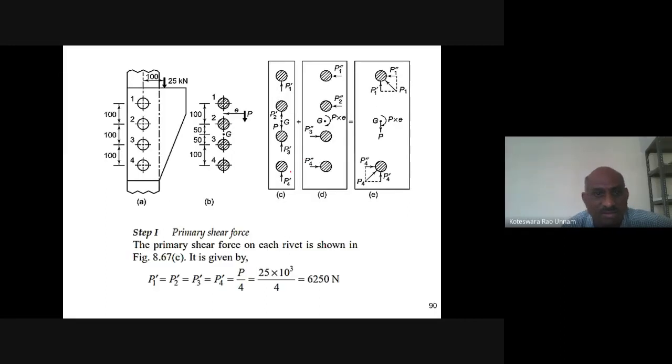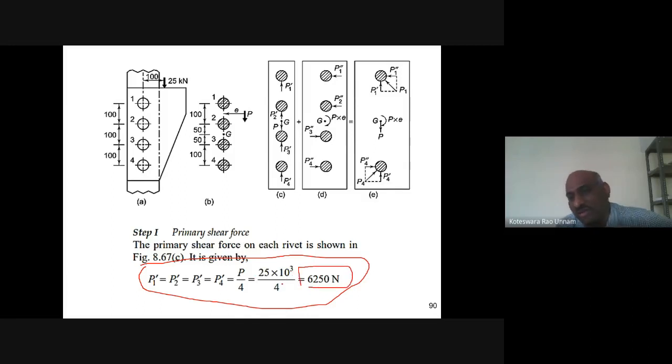Now the magnitude of the primary shear force is nothing but 6.25 kilonewtons, which we have taken, but he has converted that into newtons. So 25 into 10 cube divided by 4, we get 6250 newtons, which is the same as 6.25 kilonewtons. So this is the primary force.